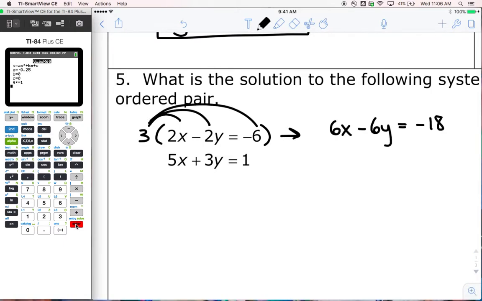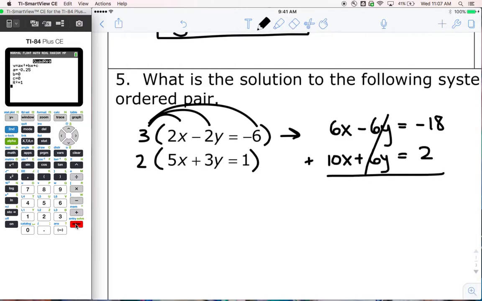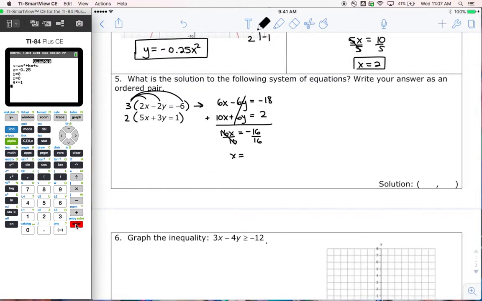Now remember, I want a positive 6y right here on the bottom, so this equation is going to be multiplied by 2. This is going to give me 10x with a positive 6y is equal to 2. Now my y's eliminate, which is awesome, and I get 16x is equal to negative 16. Divide out the 16, and I've got x is equal to negative 1. So I am doing pretty well, right? X is negative 1. Find y, simply plug in this x value into one of your equations.